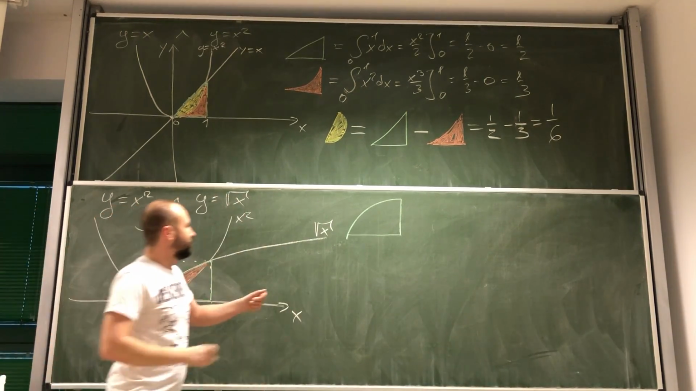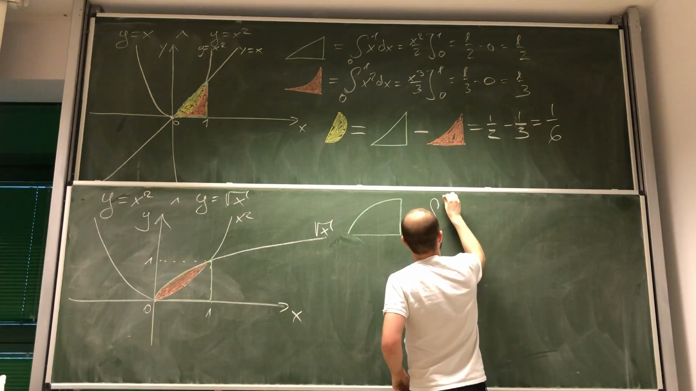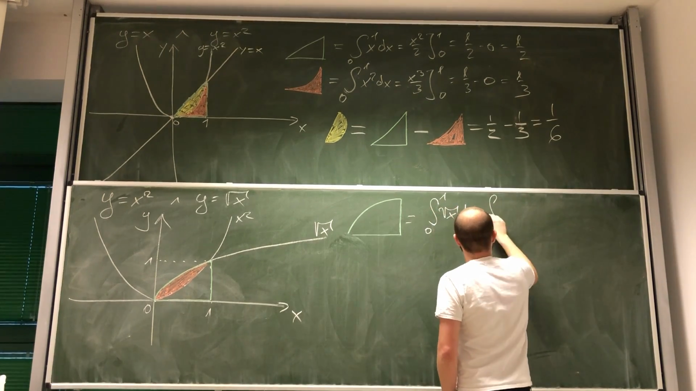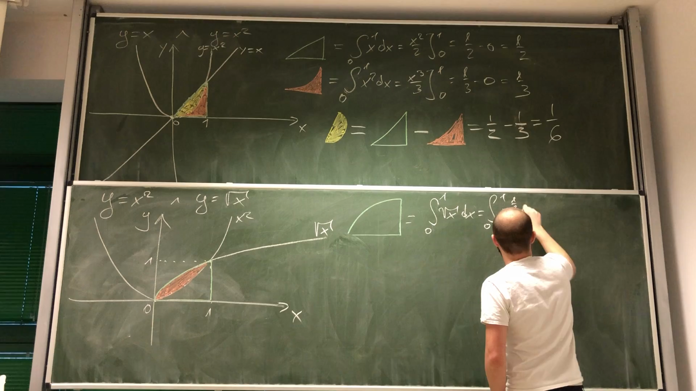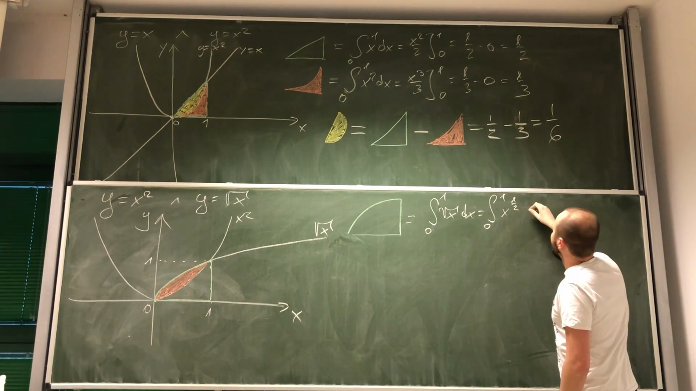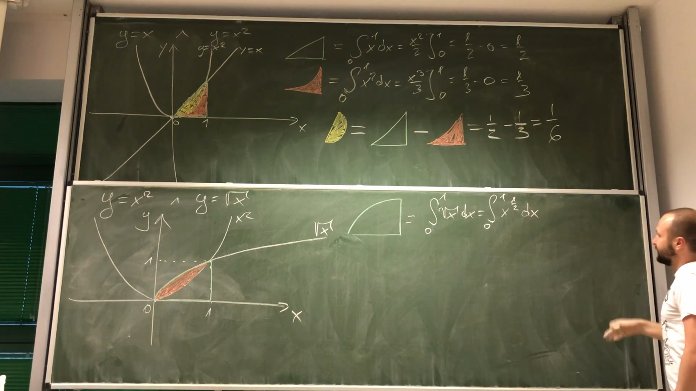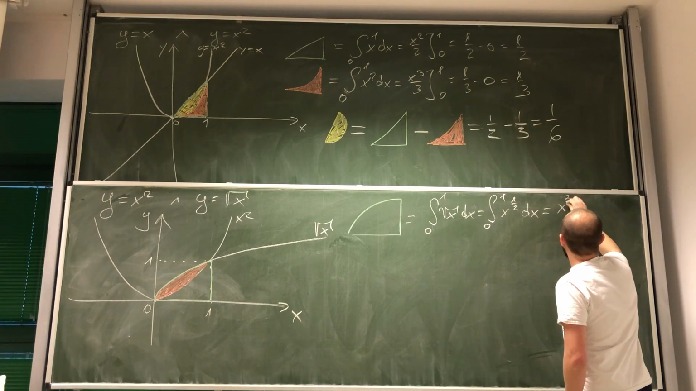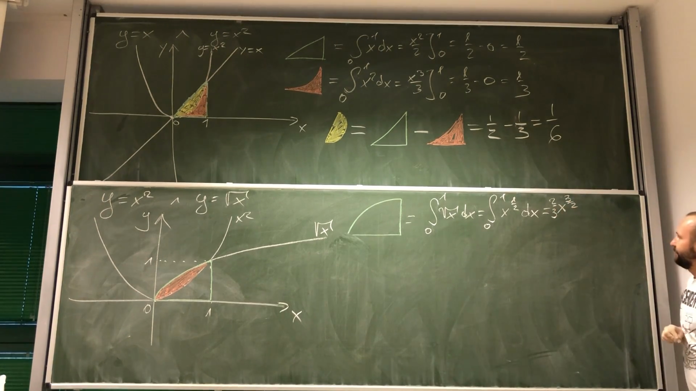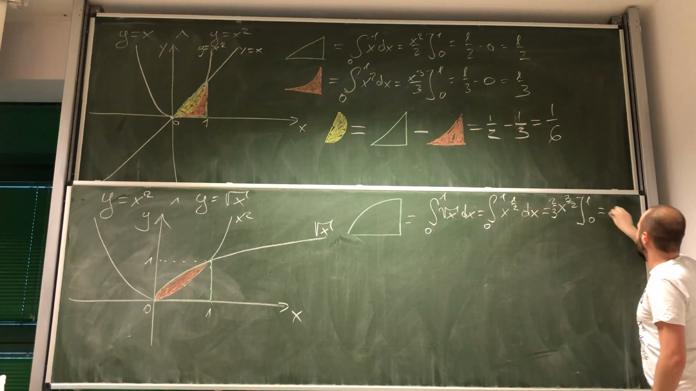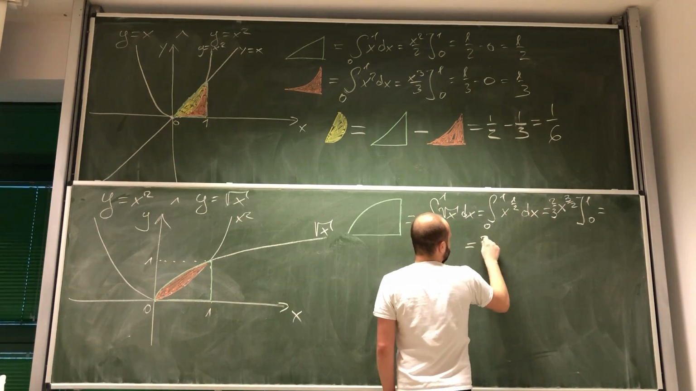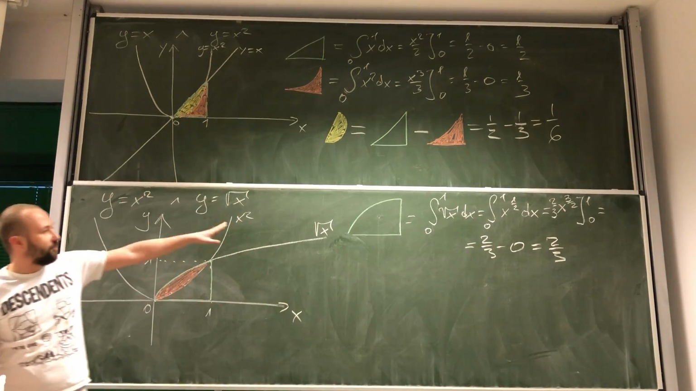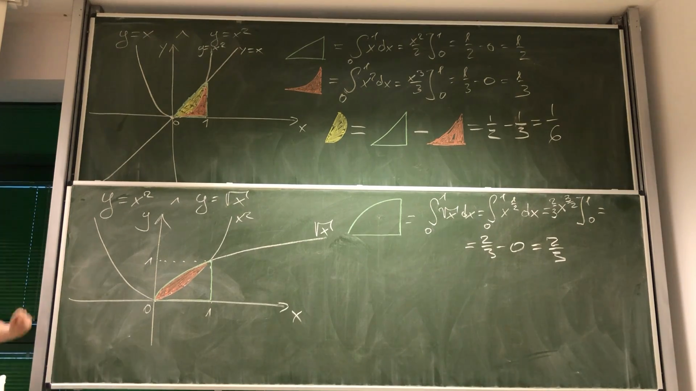So, how do we find it? Well, this is an integral from 0 to 1 of square root of x dx. So this is the integral from 0 to 1 of x to the power 1 over 2 dx. So this is x to the power 3 over 2 times 2 over 3, from 0 to 1, which is equal to 2 over 3 minus 0, 2 over 3. So the area of this shape is 2 over 3.